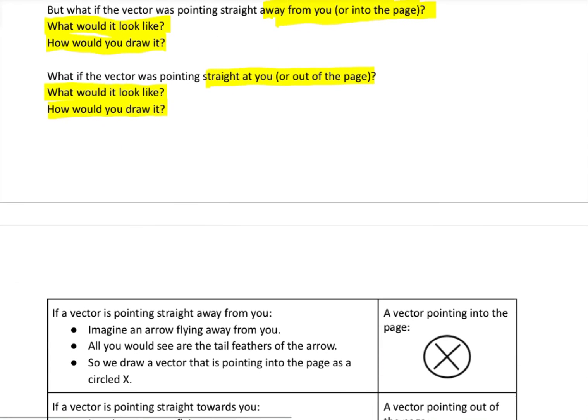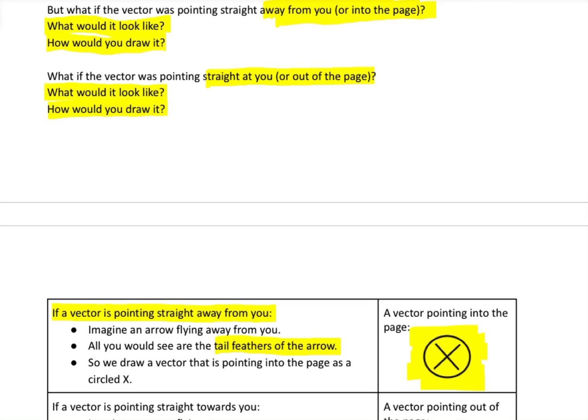The accepted answers are, if you've got a vector pointing straight away from you, again, we're going to imagine it like an archery arrow. If the archery arrow is flying away from you, all you would see are those tail feathers. So to draw that, we're literally going to draw an X and put a circle around it. This represents how we're going to draw a vector that's pointed away from you when we have to draw on 2-dimensional paper. So vectors pointing away, we're going to draw as an X.